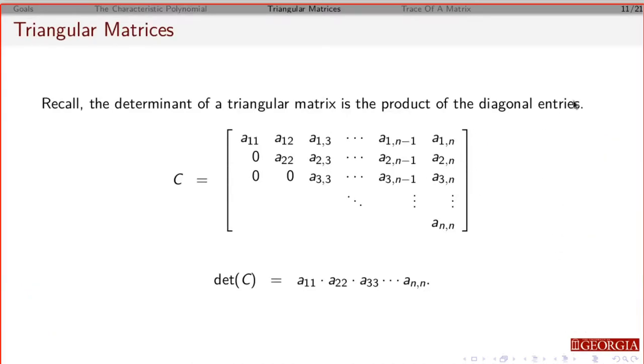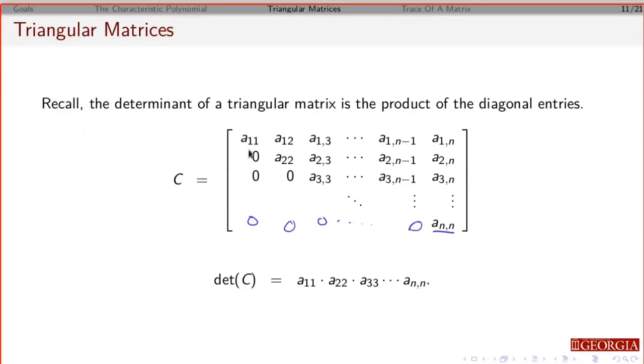We're going to look at a special case, and for this special case we're going to be looking at the eigenvalues of a triangular matrix. If you recall, the determinant of a triangular matrix is just the product of the diagonal entries. You could think of this as if you expand cofactors along the bottom, you're going to have all zeros except for this one. So you'll have A_nn times the determinant of that submatrix. And then you can expand that along the bottom and keep going.